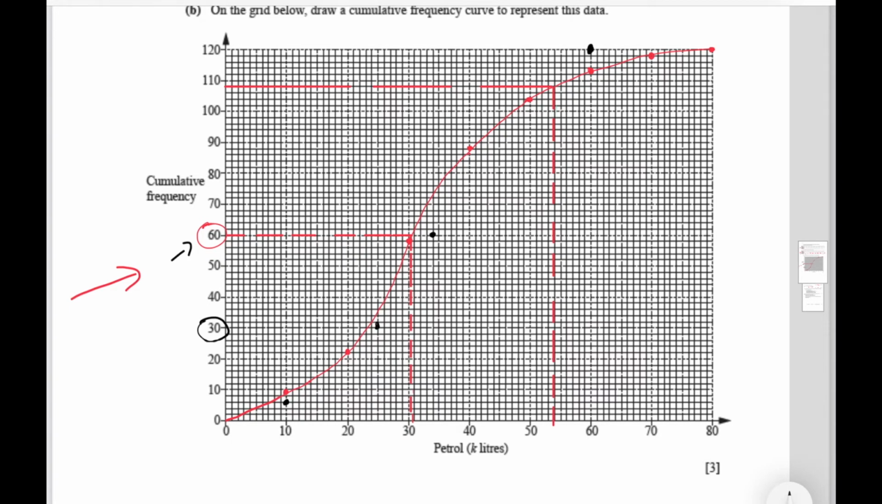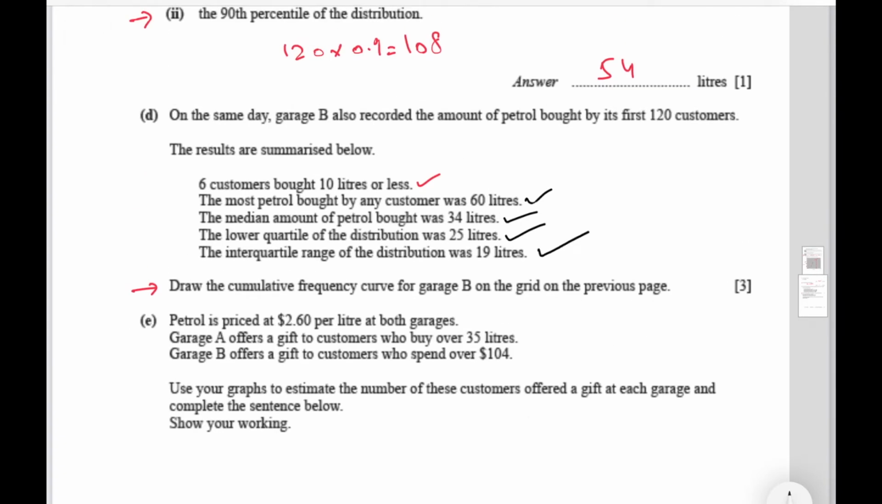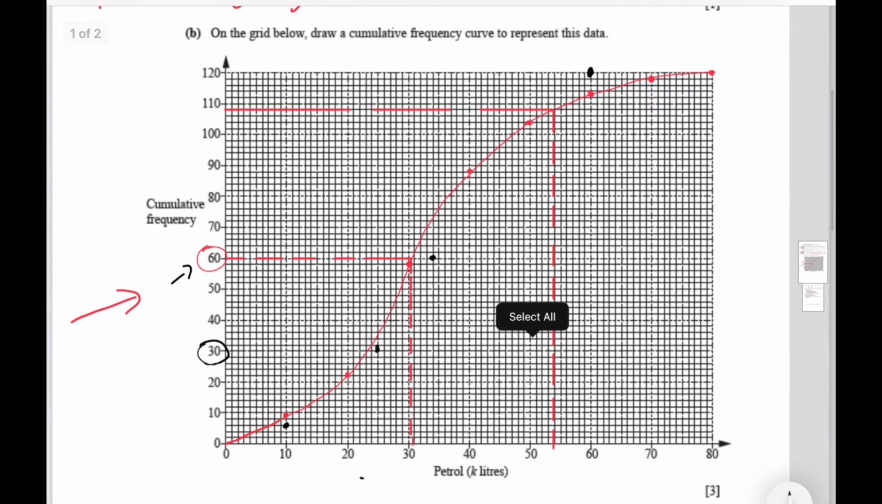Okay. Then the last part is the interquartile range of the distribution was 19 liters. That means since you had 25 liters over here, you add 19 to it. What do you get when you add 19 to it? You get 44. So 44 is supposed to be 1, 2, 3, 4 over here. And then the upper quartile would be at 90. So you plot a point at 44 and 90 first.